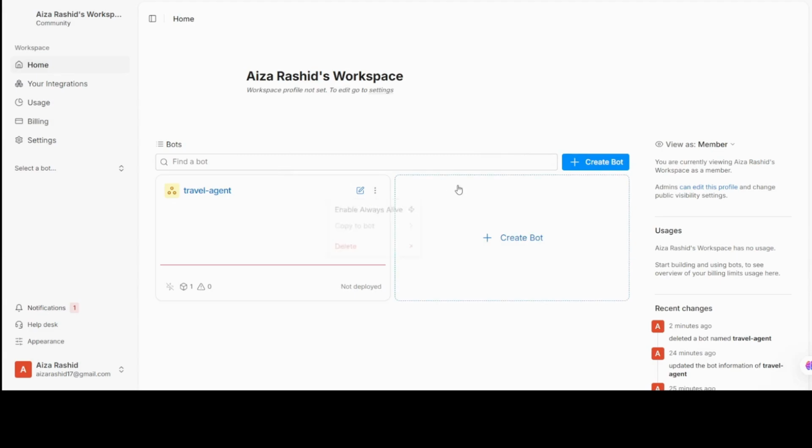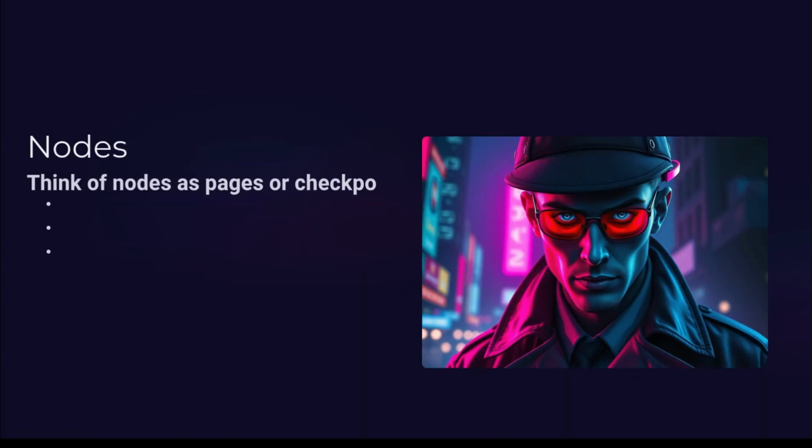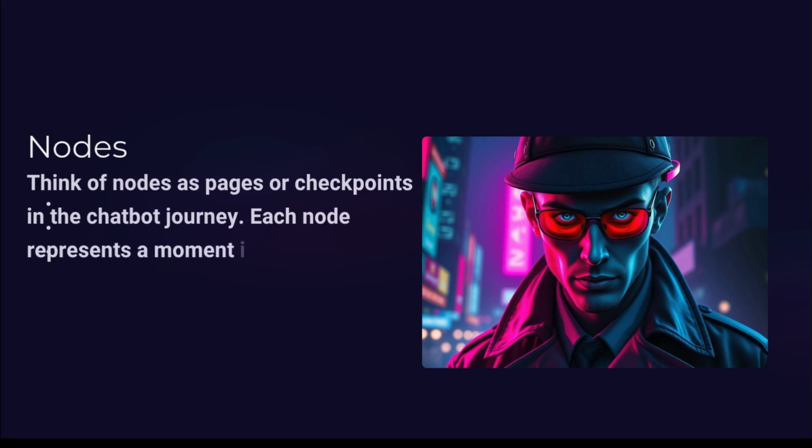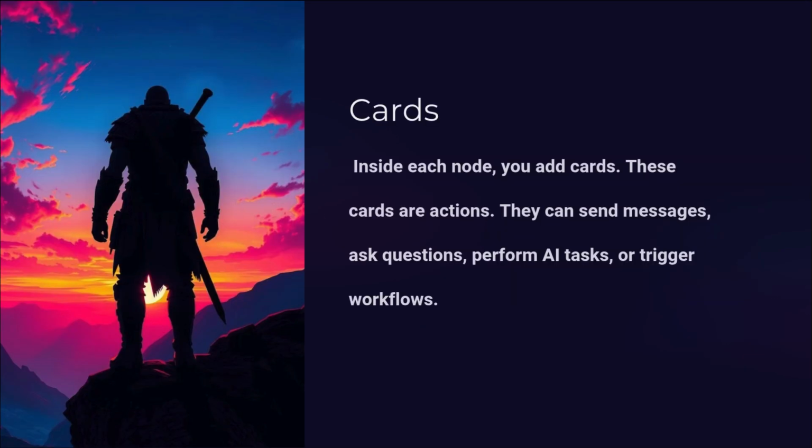So Botpress is built around three key elements. Right now we are in the Botpress workflows, and the workflows are built around three key elements. Nodes. Think of nodes as pages or checkpoints in the chatbot journey. Each node represents some moment in the conversation. Cards. Inside each node you add cards. These cards are actions. They can send messages, ask questions, perform AI tasks, or trigger workflows.